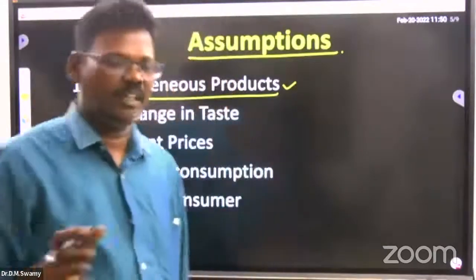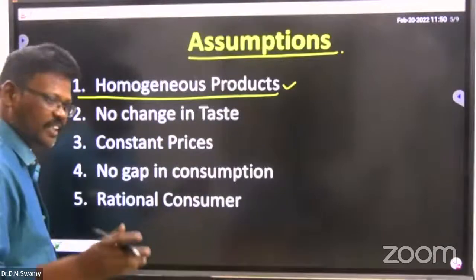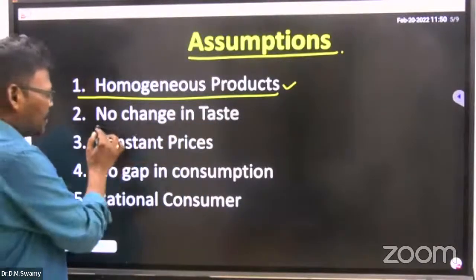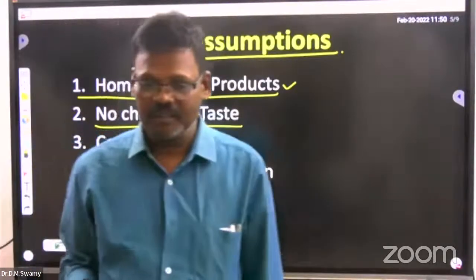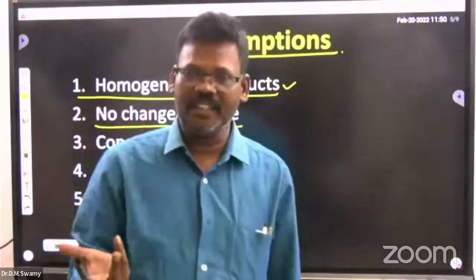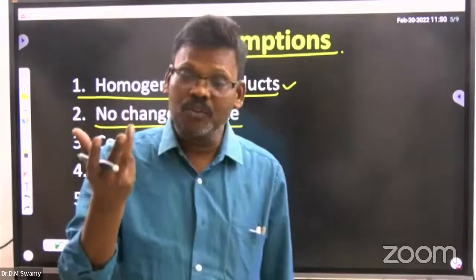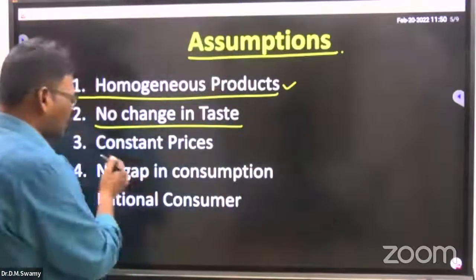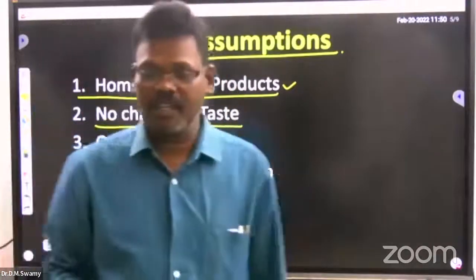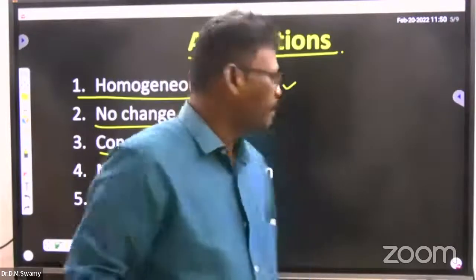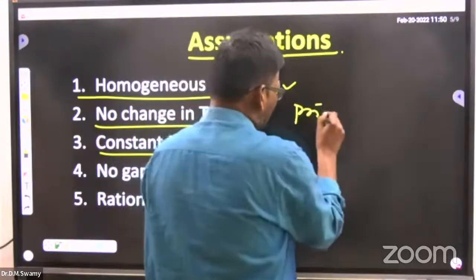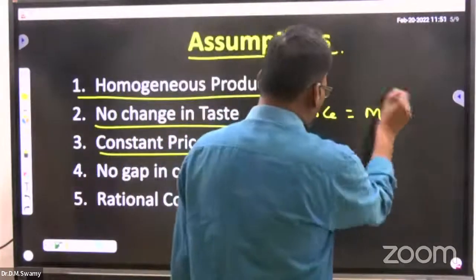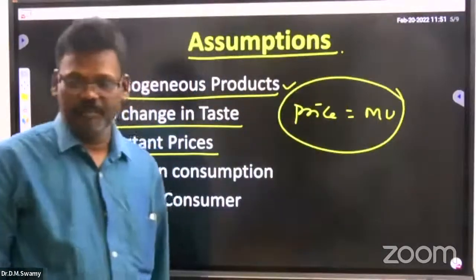All the commodities give an equal level of satisfaction, and there is no change in taste, as I said already. The taste and behavior of the consumer is common. There should also be constant prices of the commodities. According to this theory, the price always equals the marginal utility of that commodity.